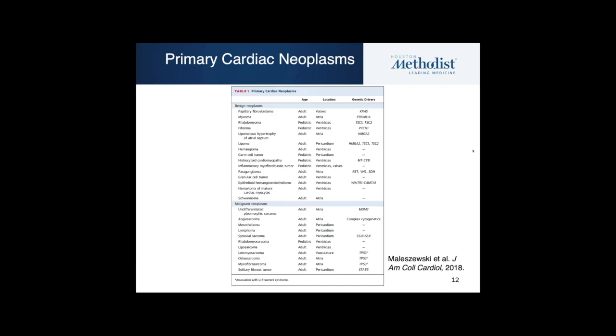Myxoma, PRKAR1A. Fibroma, PTCH1, repair gene in DNA is involved with the nevoid basal cell carcinoma syndrome, also known as Gorlin syndrome, which I'll go into greater detail later, as well as you can see other different genetic drivers of these diseases.